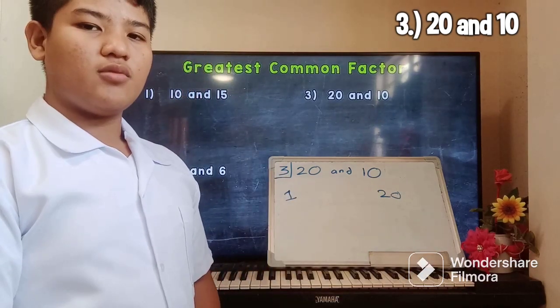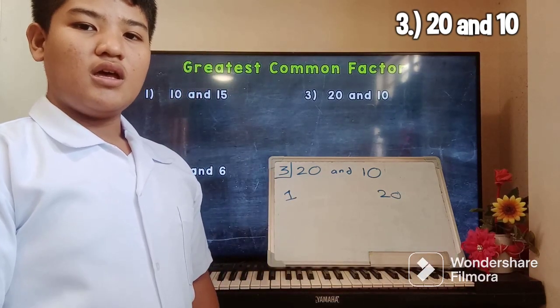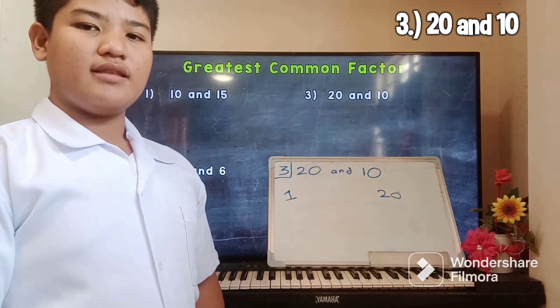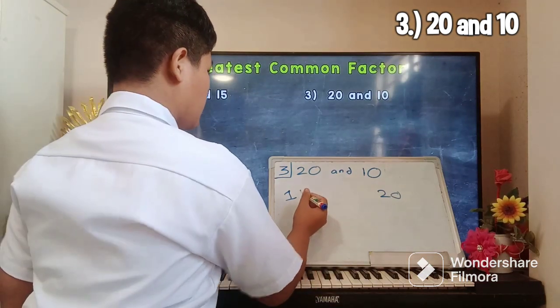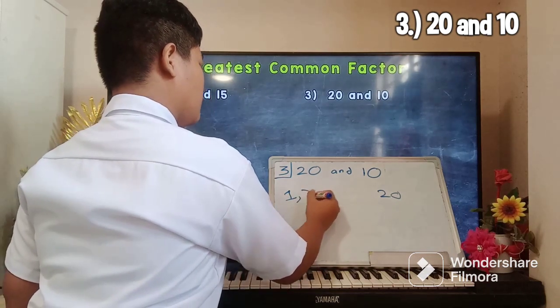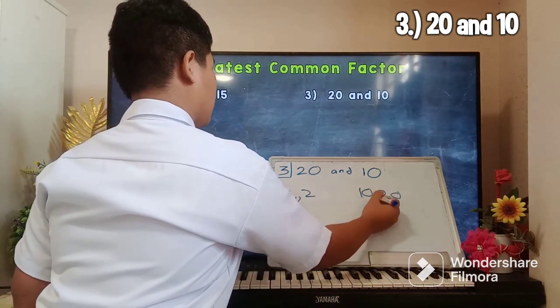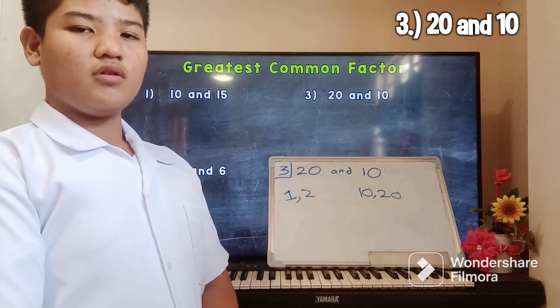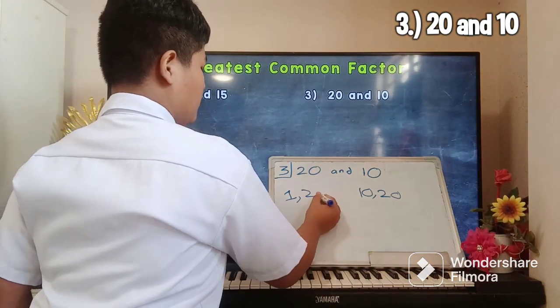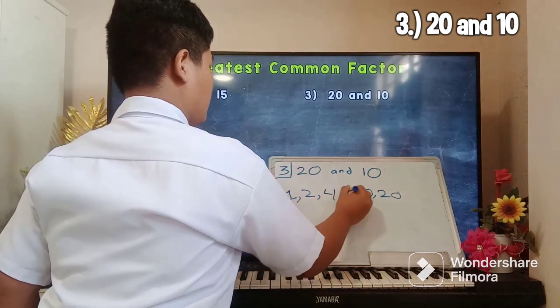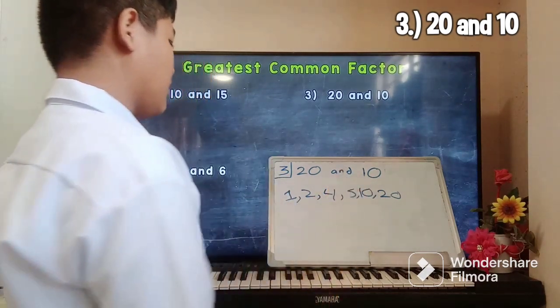And what are the other numbers that we can multiply to get 20? If your answer is 2 and 10, you are correct because 2 times 10 is equal to 20. So we'll write 2 and 10, comma, 2, 10, comma. And the other numbers that we can multiply to get 20 are 4 and 5. So we'll write 4 and 5, comma, 4, comma, 5, comma.